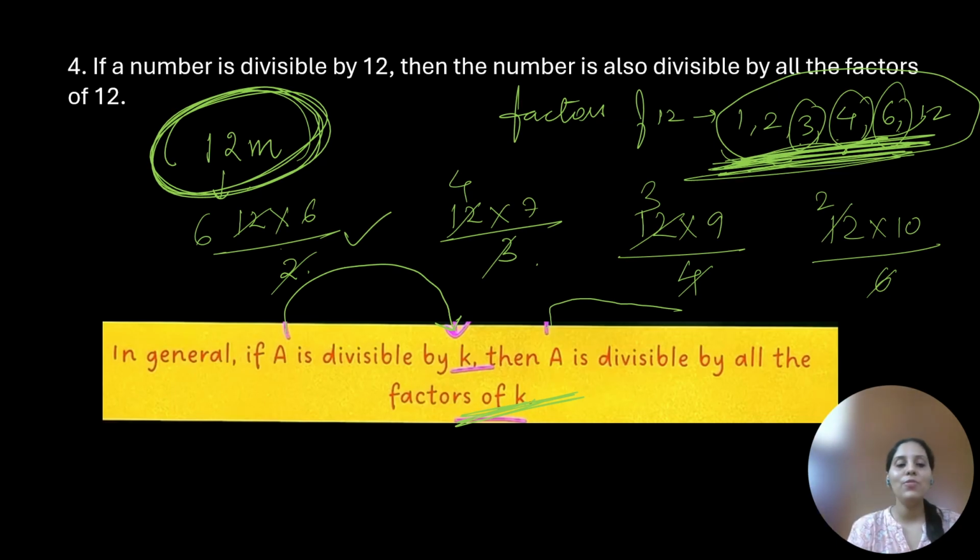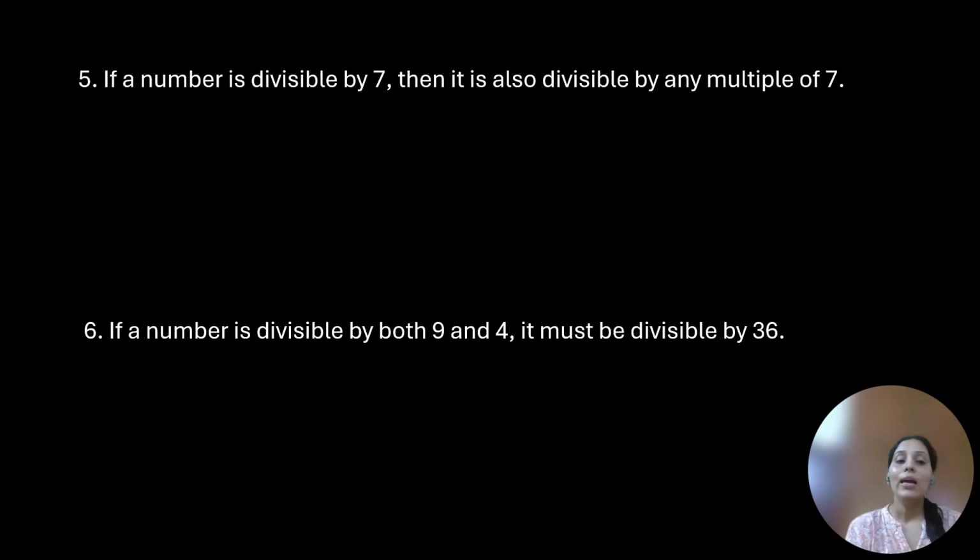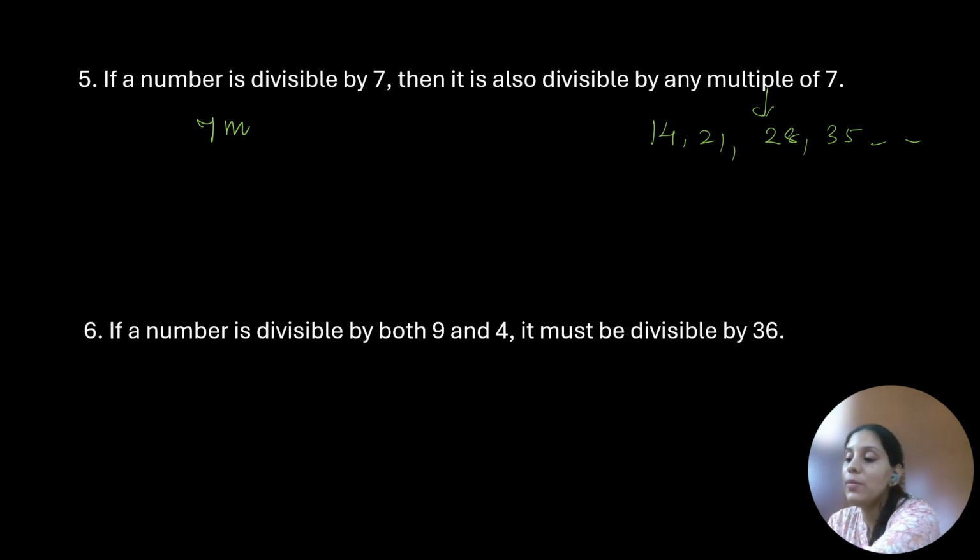Next up, fifth statement. If a number is divisible by 7, let us take 7m, then it is also divisible by any multiple of 7. What are the multiples of 7? 14, 21, 28, 35. Is it true? What do you think? Is it true? So if a number is divisible by 7, okay, this is divisible by 7.